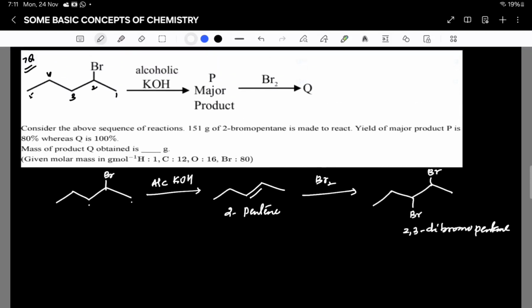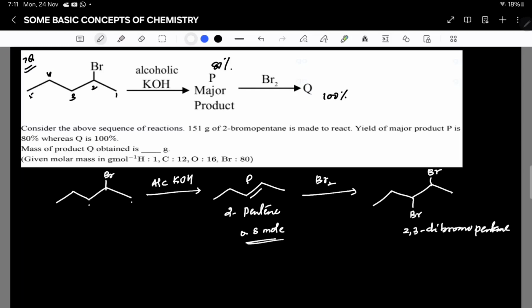Now what is he asking, student? He is asking, this is 80%, right? So P gives 80% as the major, but Q will give the 100% product, right? So simple, student, just check the question here. 1 mole of this compound will give 1 mole. So this is the major product P, but this is 80% only, student. 80% means nothing but this will be 0.8 mole, right?